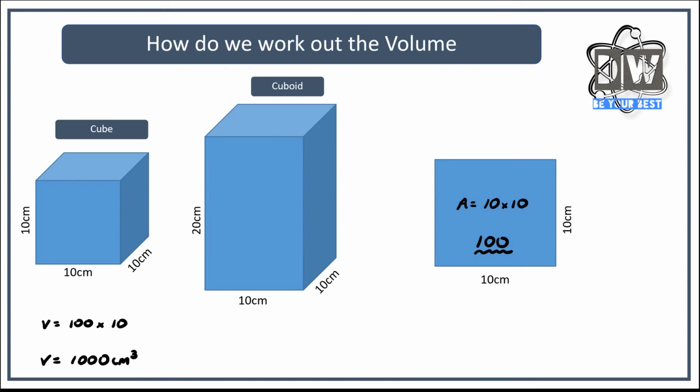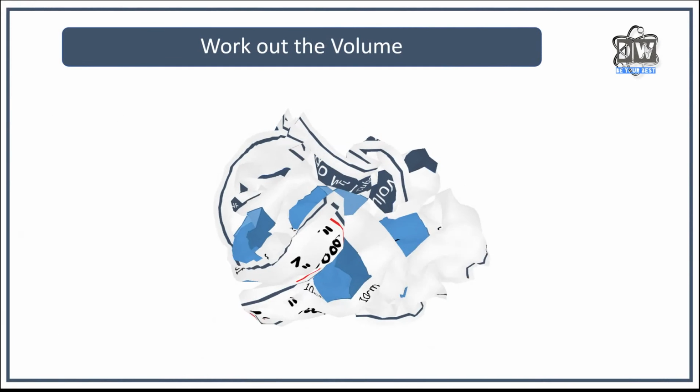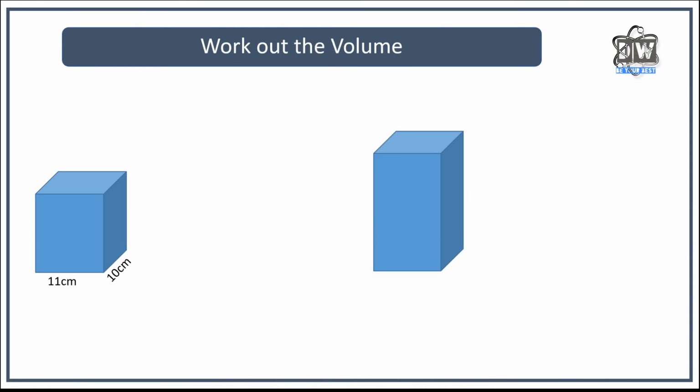Now for this shape, exactly the same. We've got the base shape there, so we've got 10 times 10 gives us 100, but on this occasion our height of the shape is going to be 20. So volume is 100 times 20, and on this occasion that will give us the answer of 2,000 centimeters cubed. Hopefully that makes perfect sense. I'm sure it does. So let's work out the volume of the next ones.